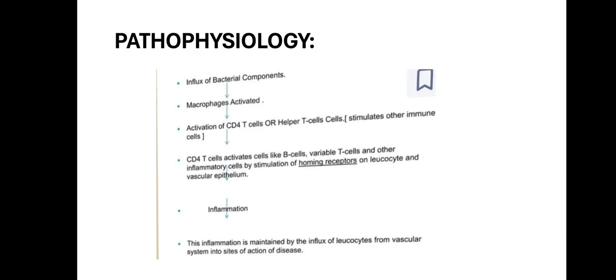Pathophysiology. The influx of bacterial components causes the activation of macrophages. The activation of CD4 T cells and helper T cells stimulate other immune cells. CD4 T cells activate cells like B cells, variable T cells, and other inflammatory cells by stimulation of homing receptors on leukocyte and vascular epithelium.